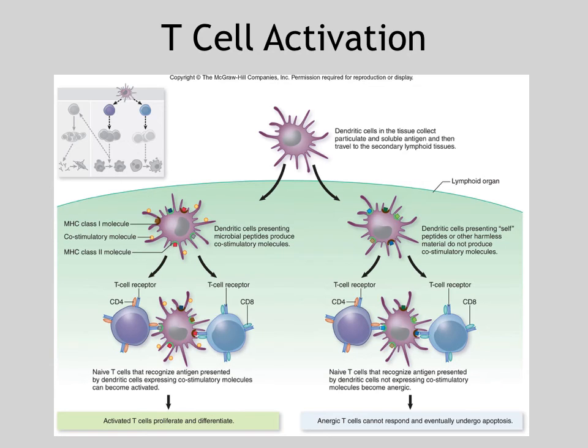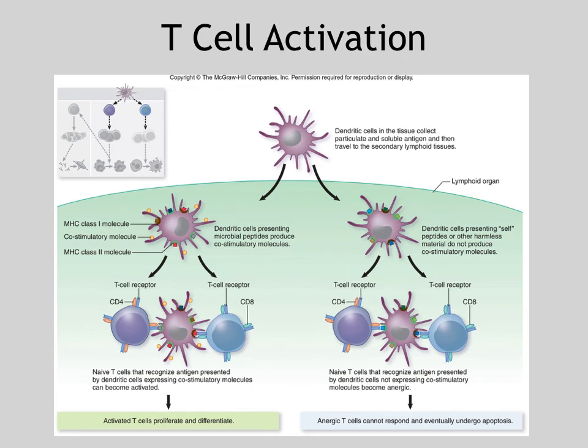So here, our CD4 T lymphocyte and CD8 T lymphocyte do both bind, the CD4 to an MHC class 2 and the CD8 to an MHC class 1. They do bind, but there's no co-stimulatory molecules. Because there are no co-stimulatory molecules, these two T cells become anergic. They're going to enter into apoptosis.